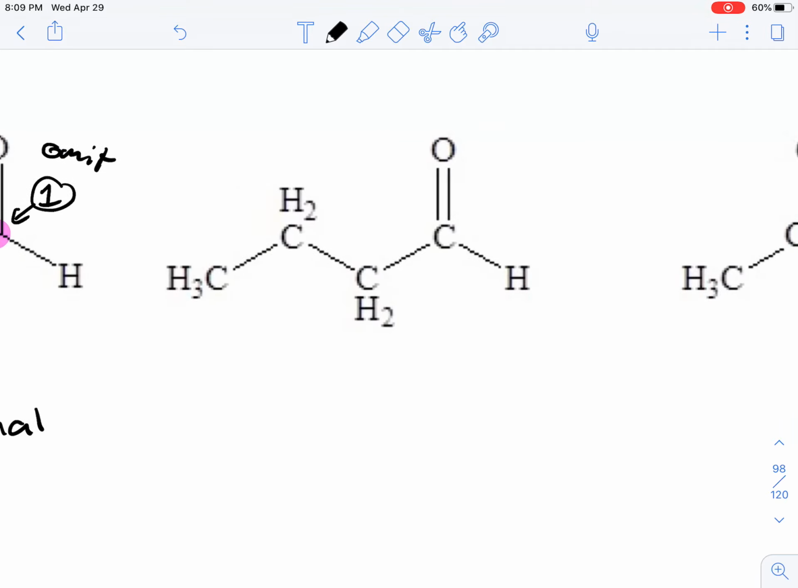So I'm going to go ahead and skip this one. Well, actually, I'll do this one very quickly. That's a 4-carbon chain, and there's no substituents. So this is going to be butanal. And you're done.